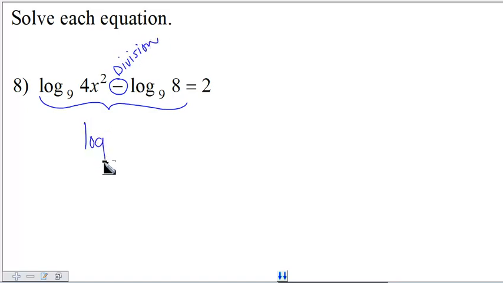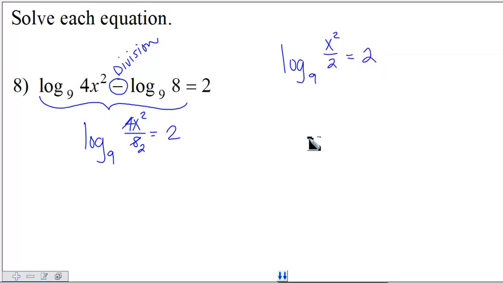So when I combine these, the logarithm will remain the same, log base 9. You're going to divide the first number by the second. 4x squared divided by 8. If you can reduce this, I would go ahead and do that. 4 divides into 8 2 times. So this is what my problem now looks like. I have a single logarithm, so I can use the loop to solve. 9 squared is equal to x squared over 2. 9 squared is 81.